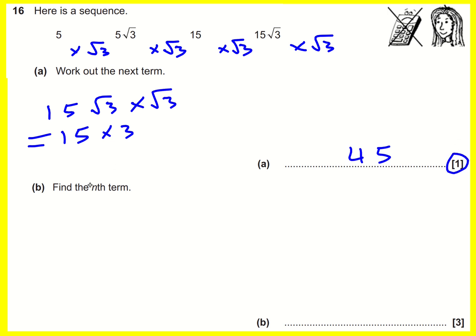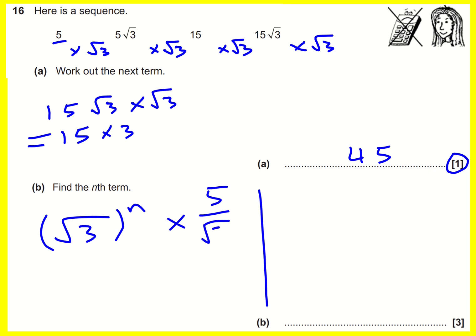Find the nth term. Okay, we can see that we're going up by root 3 every time, so it's going to be a bit like root 3 to the power n. I'm going to explain this in two ways now. So root 3 to the power n, now that doesn't quite work at the moment, because if I let n equal 1, I'm going to get root 3, and I don't want root 3, I want 5. So I'm going to need to multiply by 5 divided by root 3, because that will sort it out.